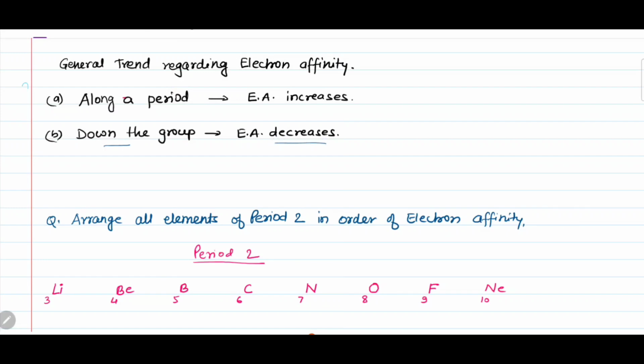So we have to understand this: along a period from left to right, electron affinity increases, and from up to down, electron affinity decreases. Now let's try to solve a very important question given here.